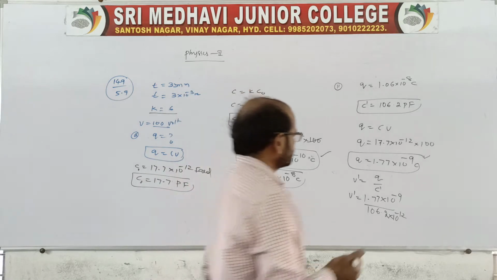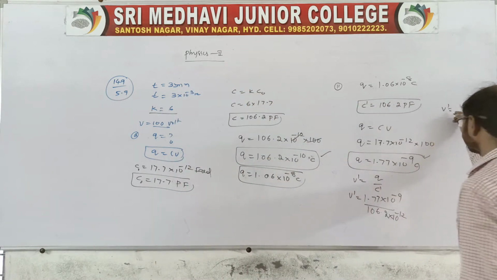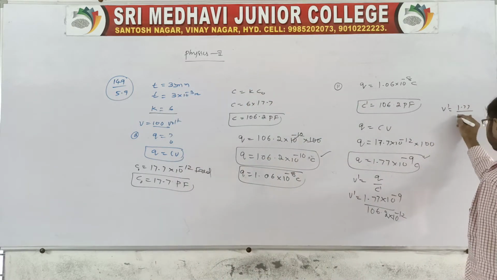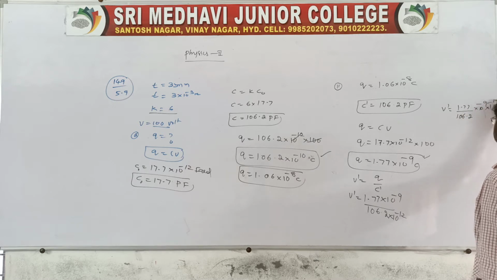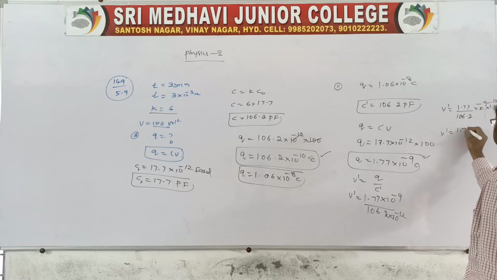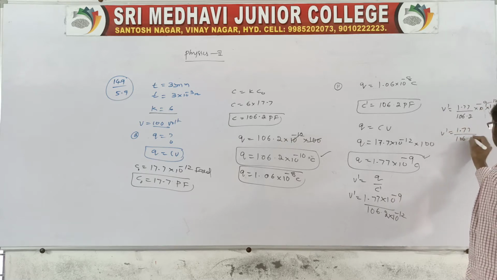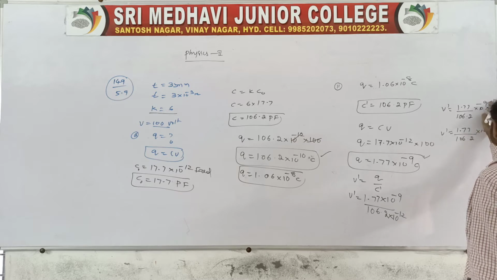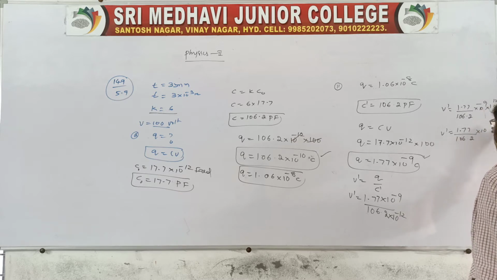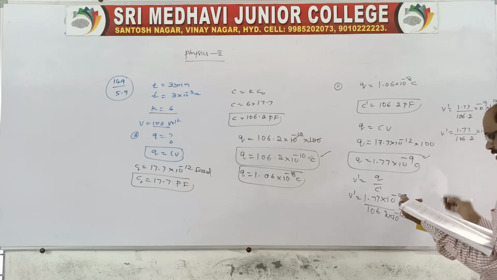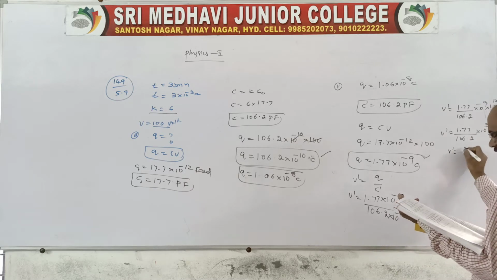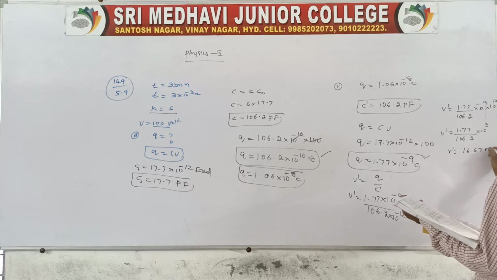Now for this simplification, V dash is equal to 1.77 by 106.2 into 10 power minus 9 plus 12, right? We'll get 10 power 3. So if you simplify this, we may get the answer approximately 16.67 volt.